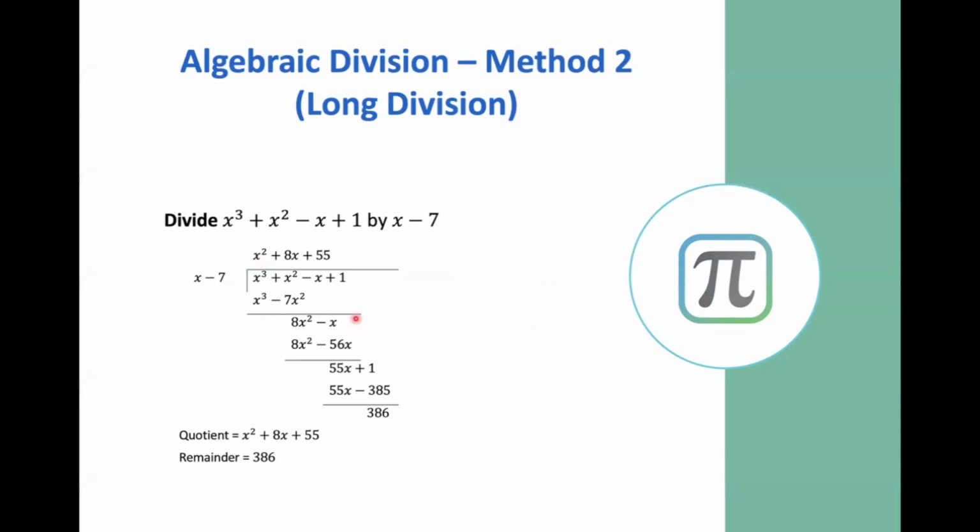We then draw a line and we subtract the terms. Plus x squared minus negative 7x squared gives us 8x squared. And we bring down the x, so negative x. Now we have 8x squared minus x, which we are dividing by x minus 7. We need to have 8x in our result because x times 8x gives us 8x squared.